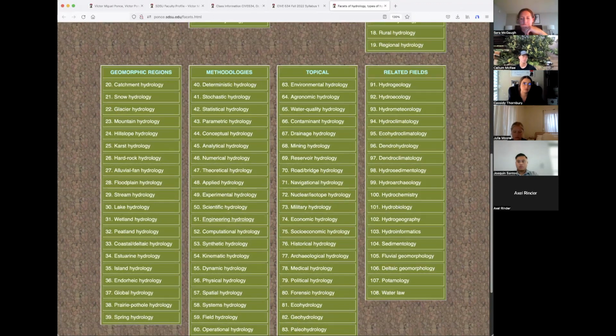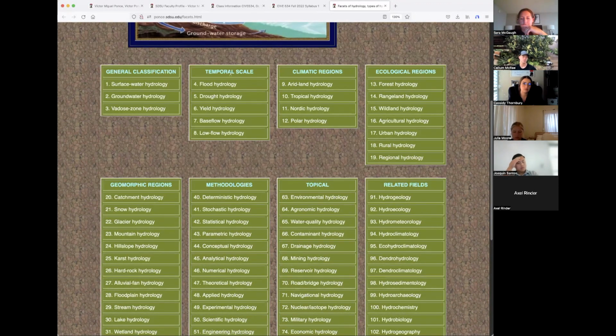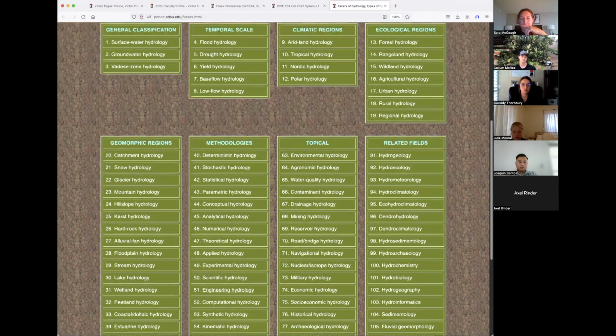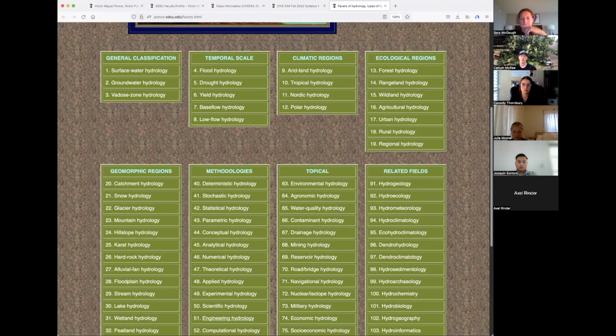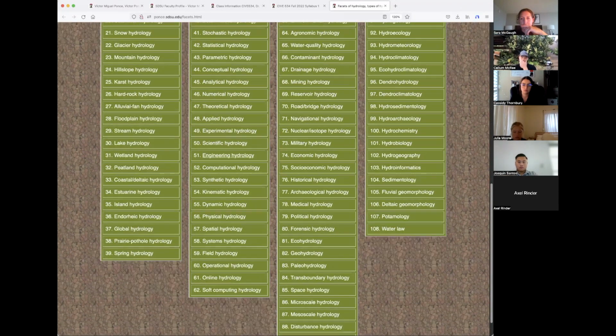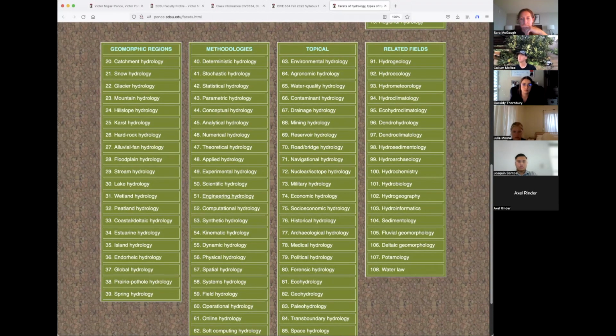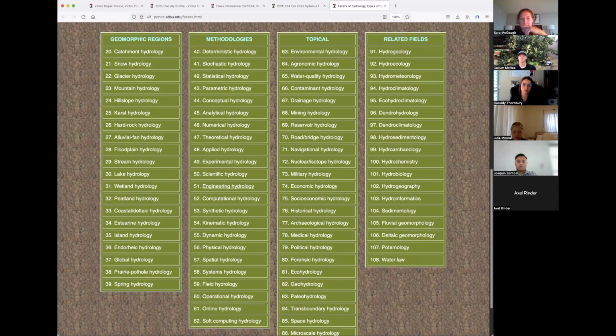So we have geomorphic regions, temporal scale. This is very important for engineering: flood, drought, yield. Those are 3 different things: flood, drought, and yield. And I'm not going to define all of them for you. I'm just showing you what's out there. Methodologies, all kinds of methodologies. Climatic regions, yes. Topical, there's a list of topical. Mining hydrology, navigational hydrology, military, how about that? I believe all of these names have been posted in Wikipedia or Google.